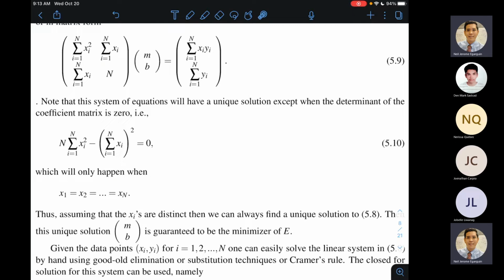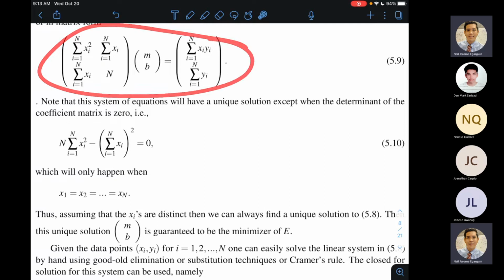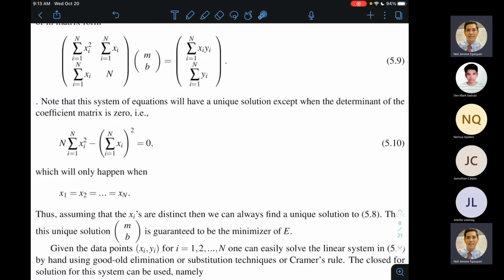So if we will impose na dapat iba-iba yung x sub i's natin, then we are assured that equation 5.9 or system 5.8 will have a unique solution. At dahil unique lang yung solution niya, isa lamang yung candidate natin para sa minimizer. At yon yung m, b na makakasatisfy ng system na to. Dahil siya lang yung critical number, siya na dapat yung minimizer. Alright?